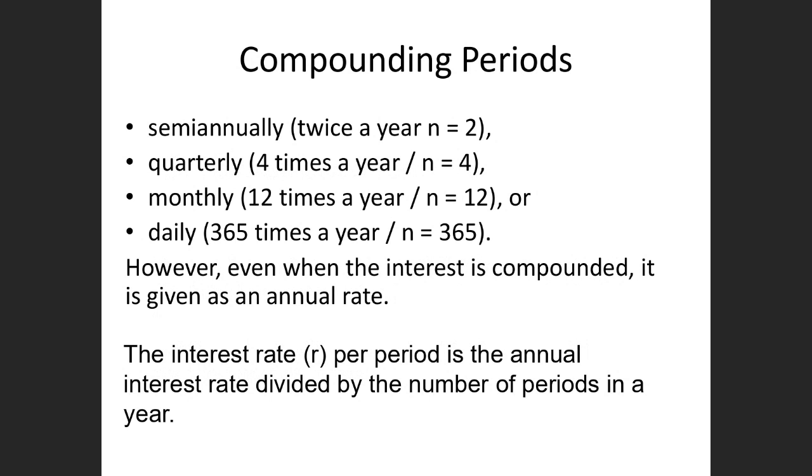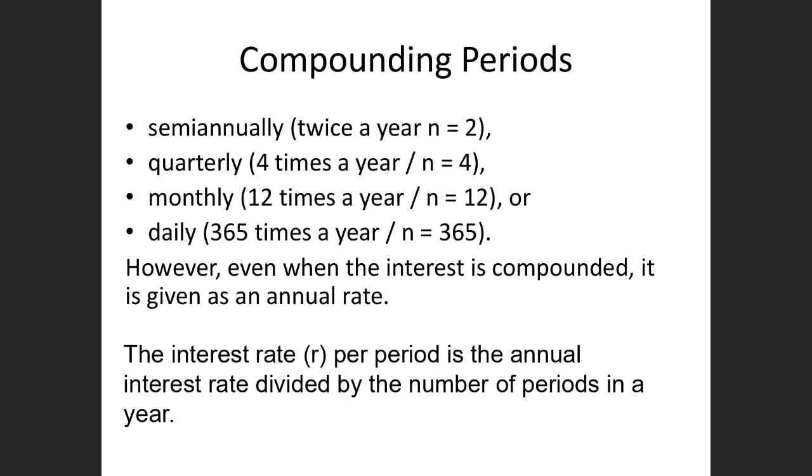Whenever you have a word problem and they tell you to use the compound interest formula semi-annually, that means it's applied twice a year, so N is equal to 2. If they say quarterly, think of quarters: how many quarters are there in a dollar? 4. So quarterly means 4 times a year, N equals 4. Then you might see monthly. There are 12 months in a year, so N is 12. And they might do the interest daily. There are 365 days in a year, so N is 365.